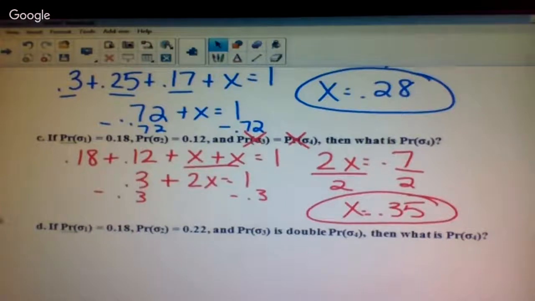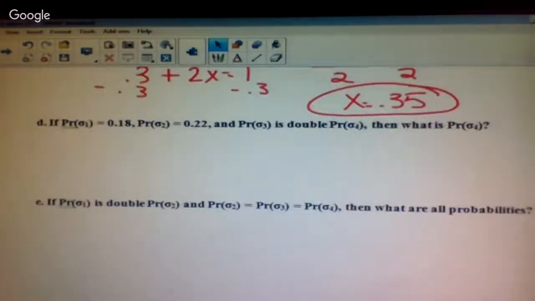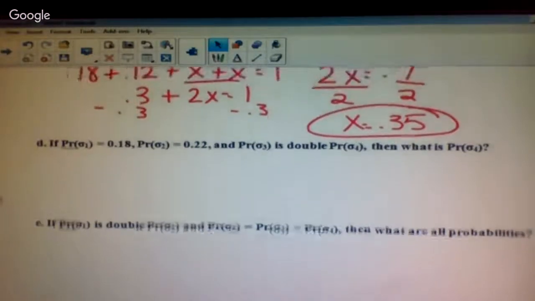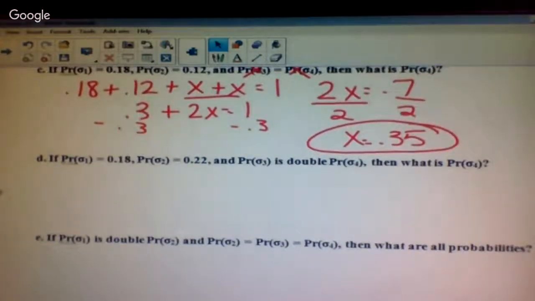Okay. Yes. Next one's hard. Alright, let's see. Oh, God. Let me get through these two.